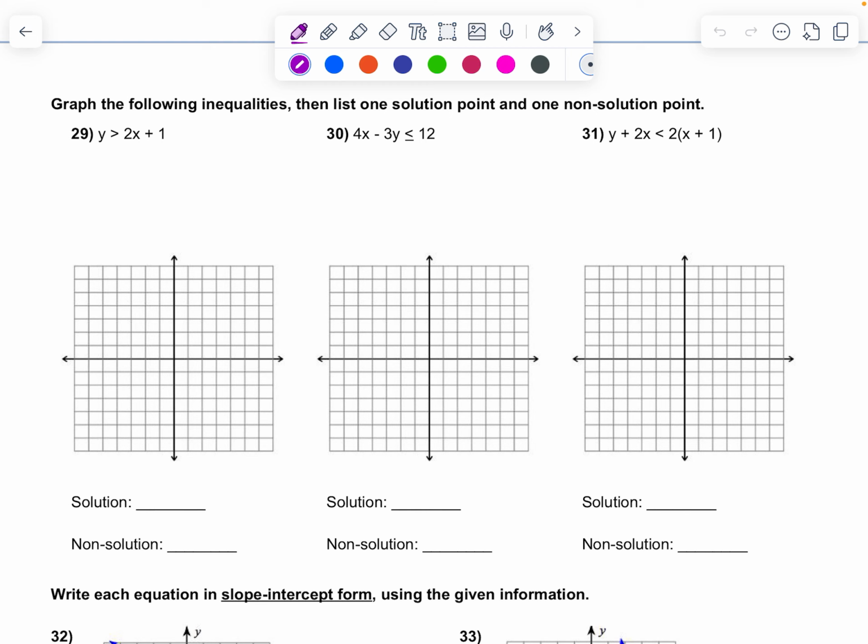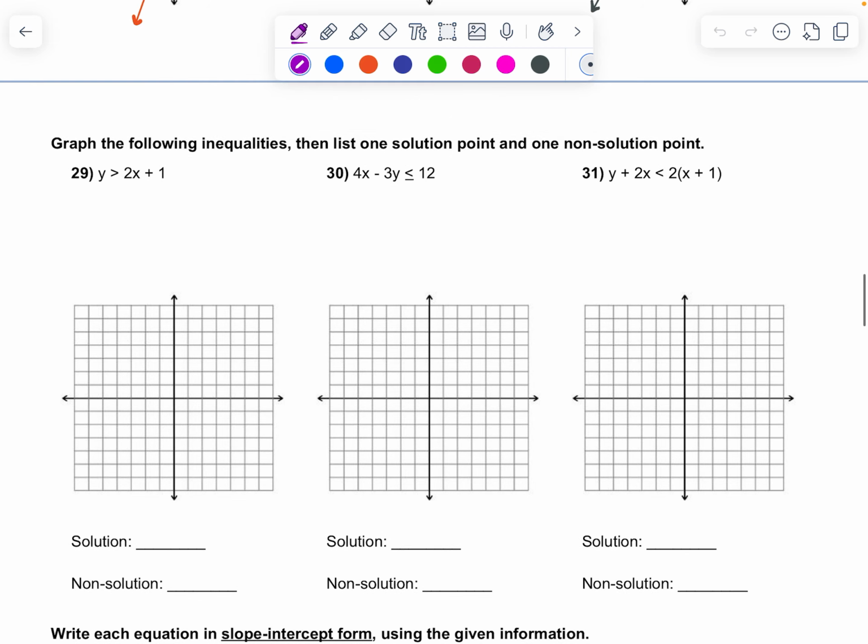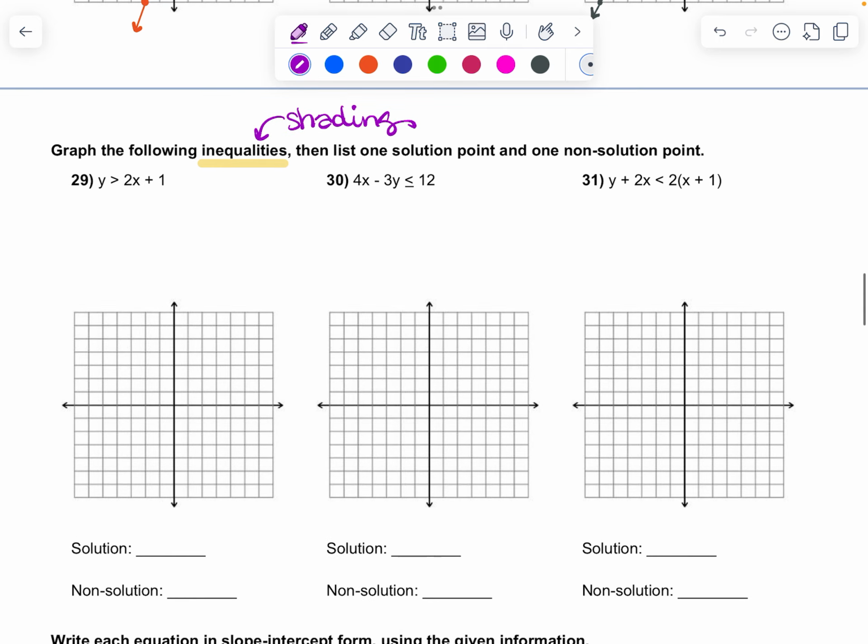All right, picking up on number 29. These are your linear inequalities. Remember, anytime you do linear inequalities, that requires shading. So you have infinite solutions that exist either above or below the line.